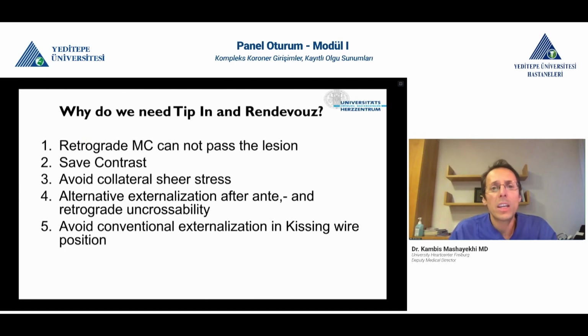So when do we need the tip-in and the rendezvous? Well, we need it when the retrograde microcatheter cannot pass the lesion. We need it also to save contrast in some scenarios. We need it also to avoid collateral shear stress. We need it also for alternative externalization techniques after antegrade and retrograde uncrossability. And we need it also to avoid conventional externalization in kissing wire position. So these are the scenarios where we need the tip-in technique.